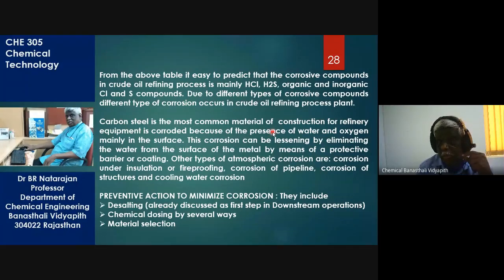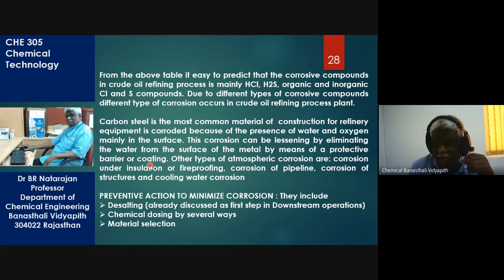Carbon steel is the most common material of construction for refinery equipment. This carbon steel is corroded because of the presence of water and oxygen, mainly on the surface. This can be lessened by eliminating the water from the surface of the metal by means of a protective barrier or coating. So I give a coating on the equipment that will prevent water from touching the equipment.